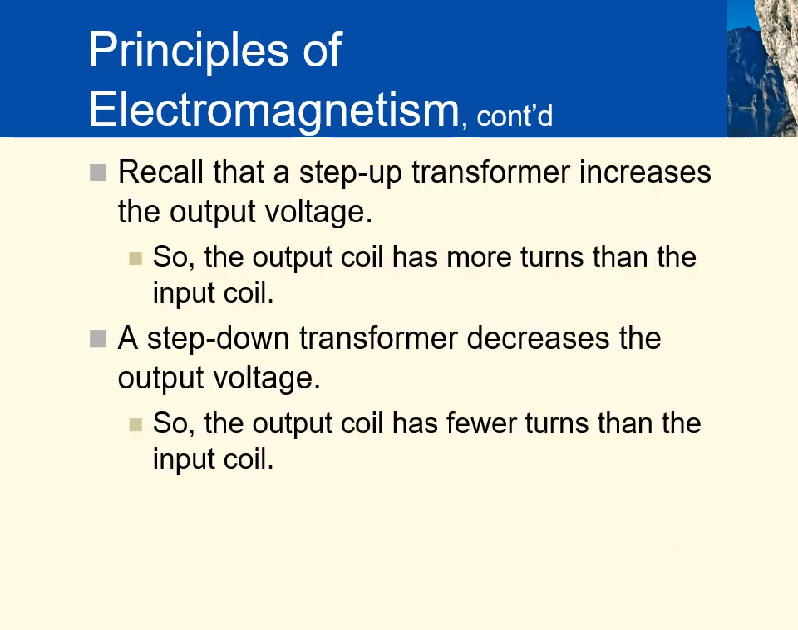So in the step-up transformer, we need to increase the output voltage. So what we have to do is increase the number of turns in the output coil. N out should be greater than N in. Also, in the step-down transformer, we want to decrease the output voltage, so we have to decrease the number of turns in the output coil. N out should be less than the number of turns in the input coil.